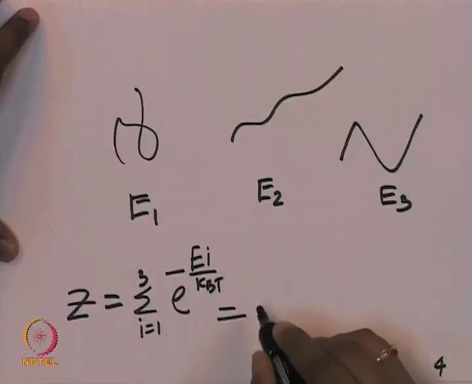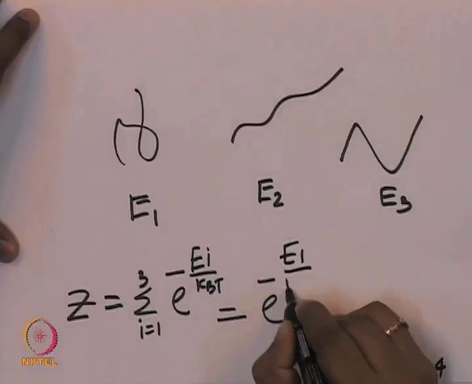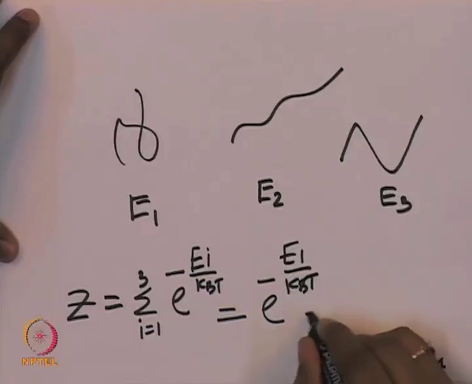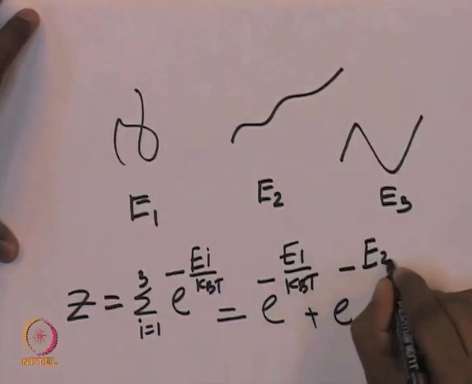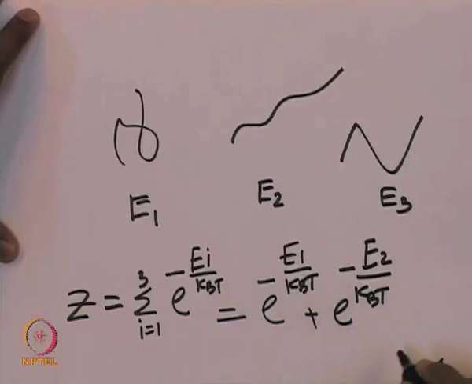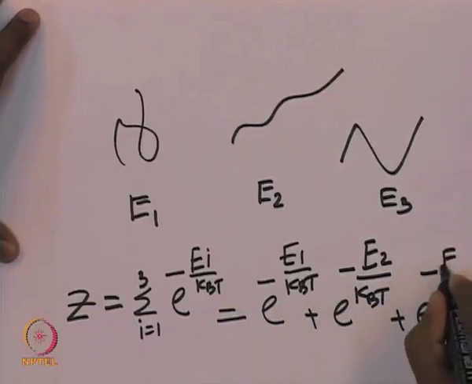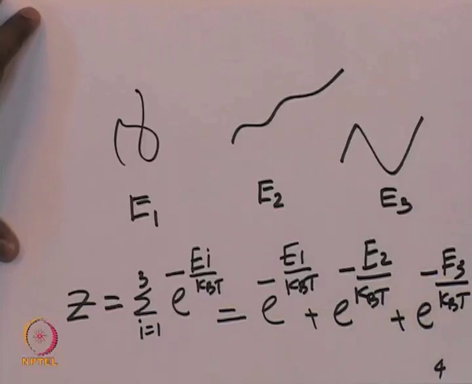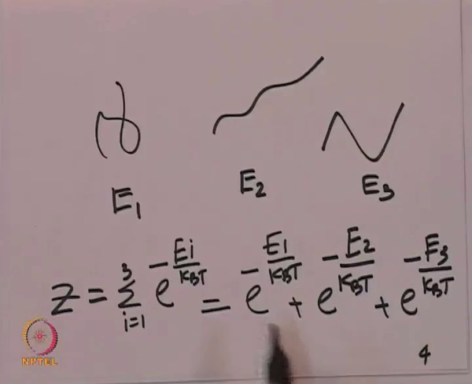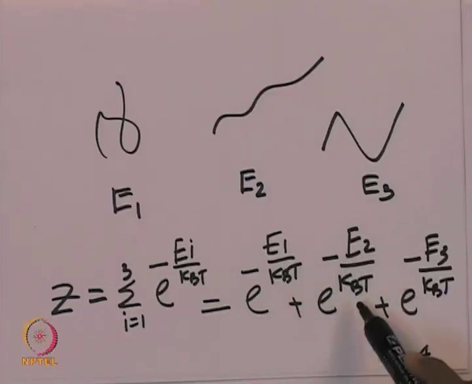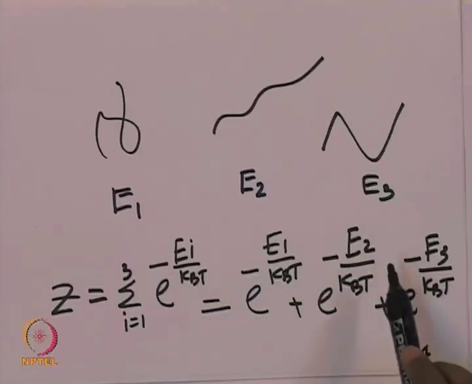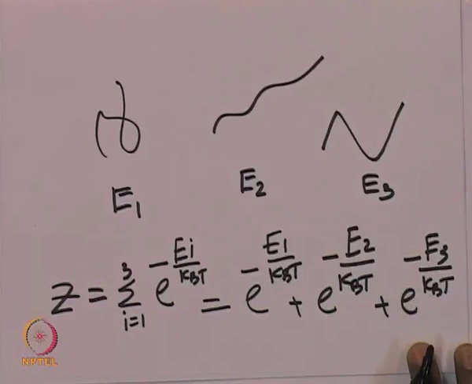This means e to the power minus E1 by kBT plus e to the power minus E2 by kBT plus e to the power minus E3 by kBT. If you calculate this, you will get a quantity, and that quantity is called the partition function. And once you know the partition function, we can calculate many quantities. We will discuss that in detail, but this is the definition of the partition function.